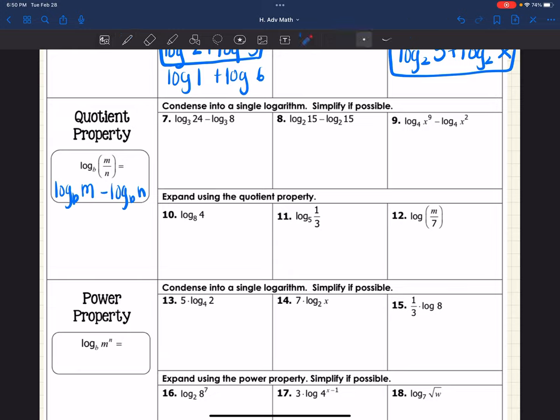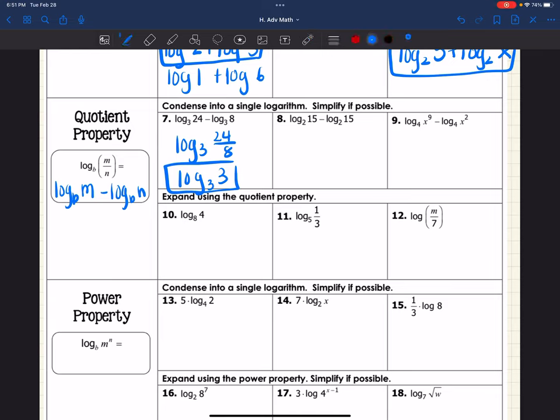So I'll do number 7 and maybe number 11. In number 7, 8, and 9, I want to condense it into a single log and simplify if possible. 2 logs, same base, being subtracted together. So that means that to represent this as a single log, I would just put log base 3 of 24 divided by 8, and 24 divided by 8 is 3. So my final answer would be log base 3 of 3. My quotient rule tells me to take my m and my n, and divide them.